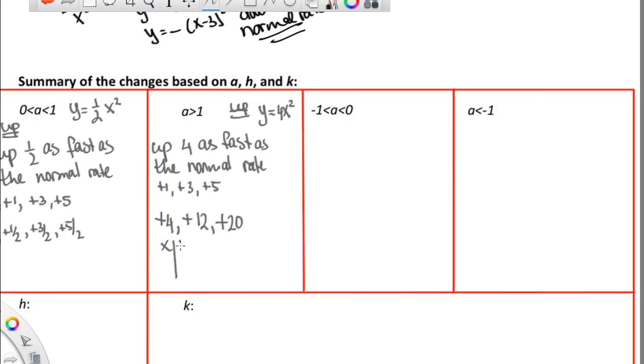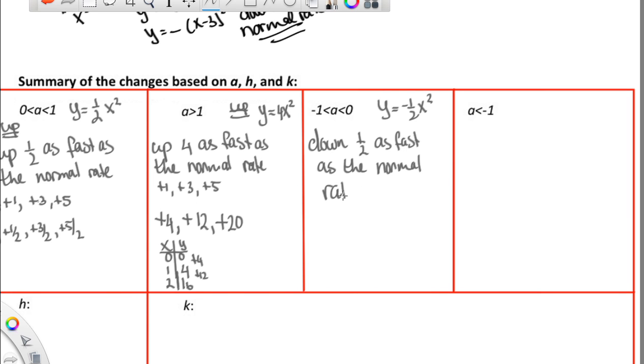Let's check that. The vertex would still be at 0, 0 here, and at 1, you would have 1 squared, which is 1, times 4 is 4. At 2, you do the 2 squared first. 2 squared is 4, and 4 times 4 is 16. So do we get +4 and +12? And we do. Okay? So for the negatives, if it's between -1 and 0, like -1/2 x squared, then it would be down half as fast as the normal rate. And if it's less than -1, for example, y equals -4x squared, then the y values will be down 4 times as fast as the normal rate.